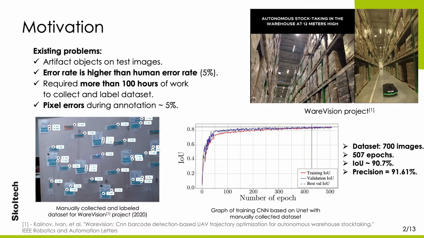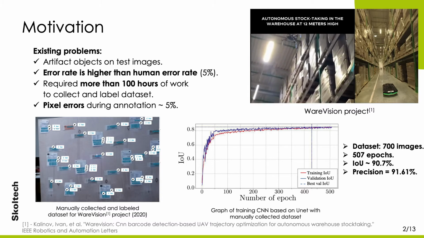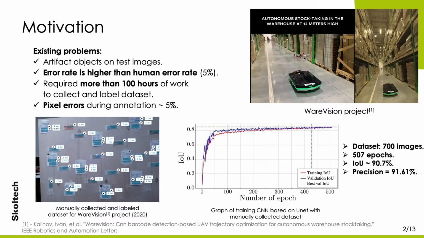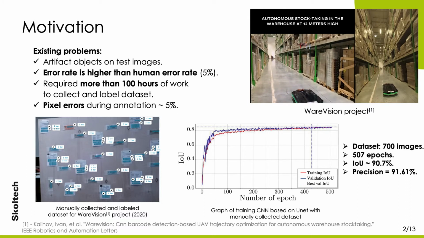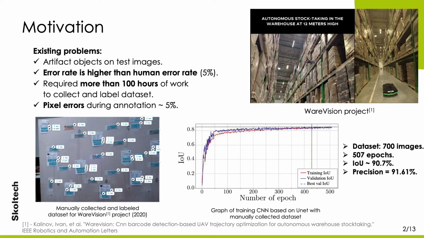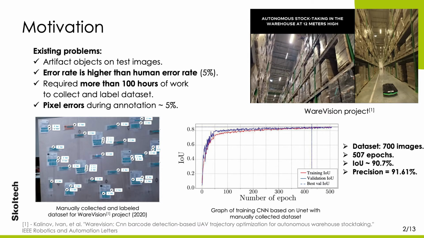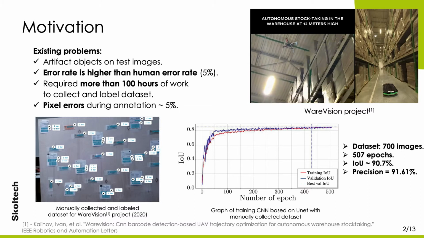For object detection, the system uses a semantic segmentation neural network to classify an image into two classes, barcodes and not barcodes. To train a model, we have collected a large dataset. A good result was obtained with a recognition precision of 91.61%. However, this precision is not enough to compensate for the human error rate, which is about 5%.